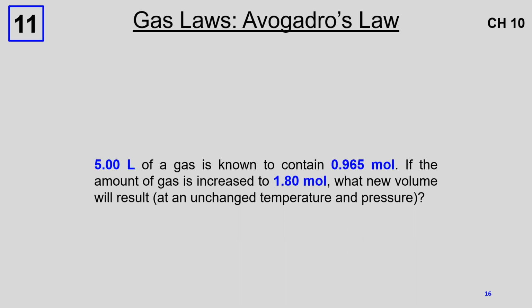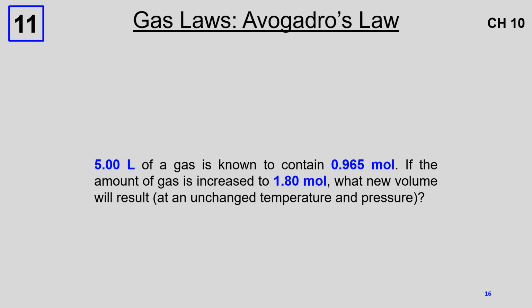So the equation is N1 over V1 equals N2 over V2, or V1 over N1 equals V2 over N2. It doesn't really matter. So that means that if you were to increase the number of moles, volume should expand. Or if you were decreasing the number of moles, volume would decrease. So let's take a look at this one example here.